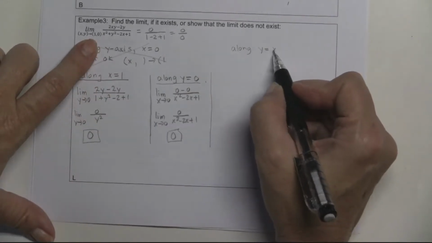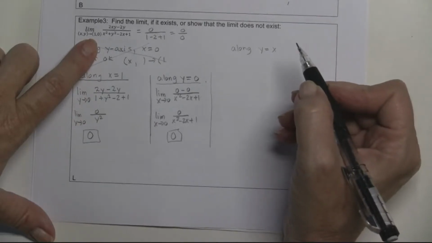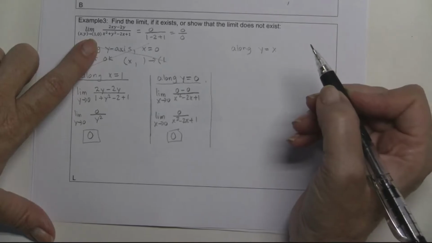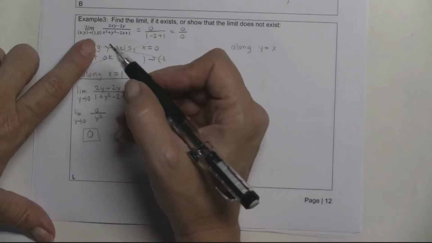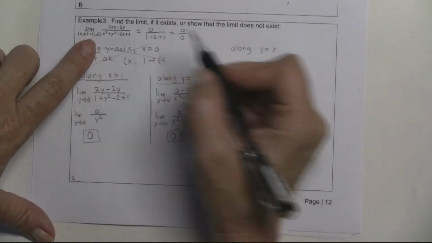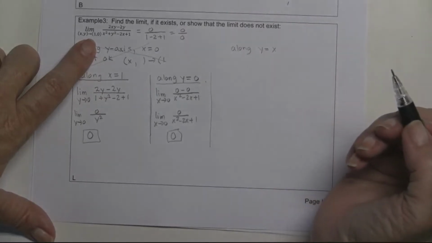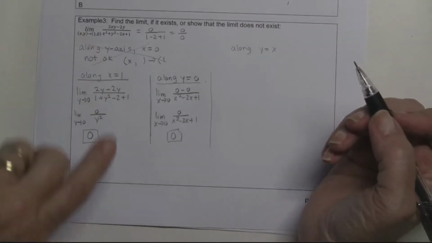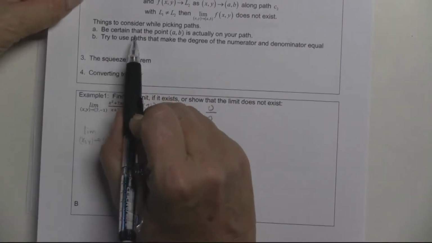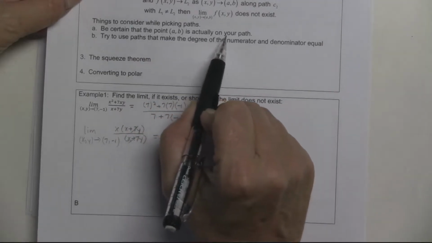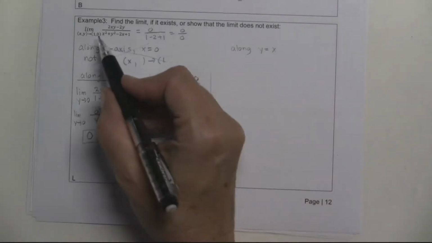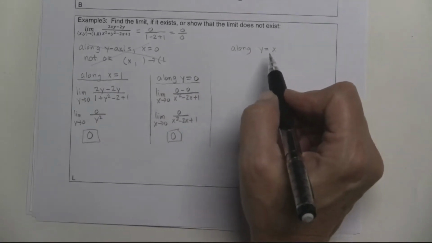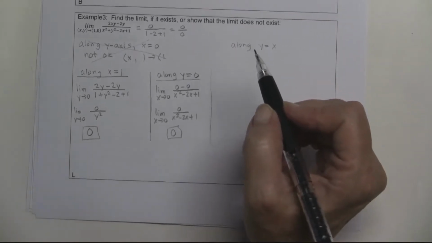It would not be appropriate to say that they are the same and to pick a path where they are the same. Because they're not, we're going to 1, 0. If they were equal to one another, if I was going to 0, 0, this would be fine. If I was going to 5, 5, it would be fine. But that's what is meant by making sure, be certain that the point AB is actually on your path. So this is the path I'm saying, and my point 1, 0 is not actually on this path. And so we want to make sure of that.